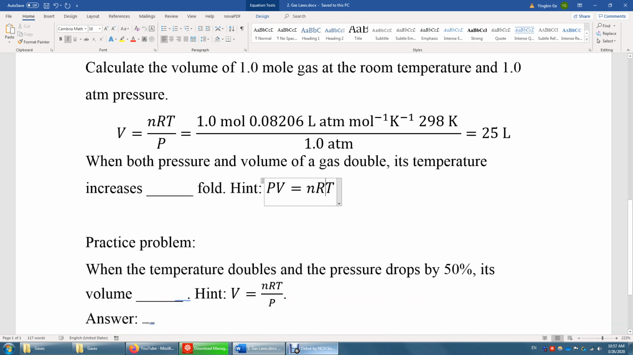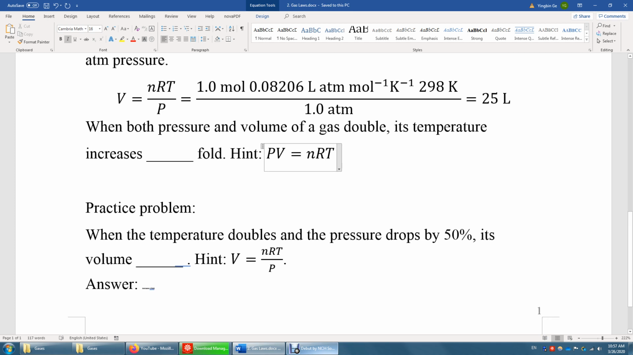Now I'll let you work on one practice problem. When the temperature doubles and the pressure drops by 50%, how does the volume change? The answer is here in font size 2. Here's the hint. Volume is proportional to temperature, so if just the temperature changes, the temperature doubles, then volume will double. Volume is inversely proportional to the pressure. So if the pressure drops by 50%, then the volume should increase.